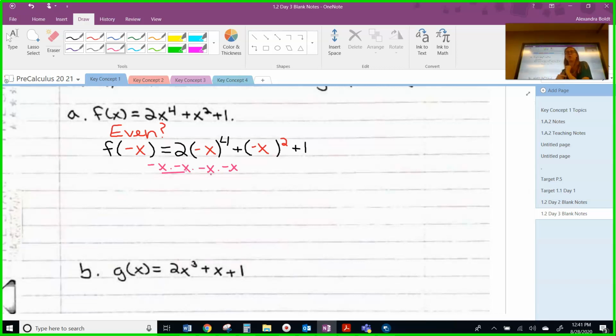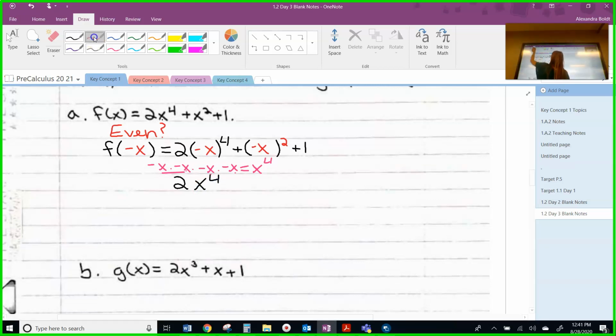A negative times a negative is then a positive. So this whole thing is going to equal x to the fourth, right? Because I had an even number of negatives being multiplied, it gives me a positive number. So this is just 2, and that negative x to the fourth is the same as x to the fourth.